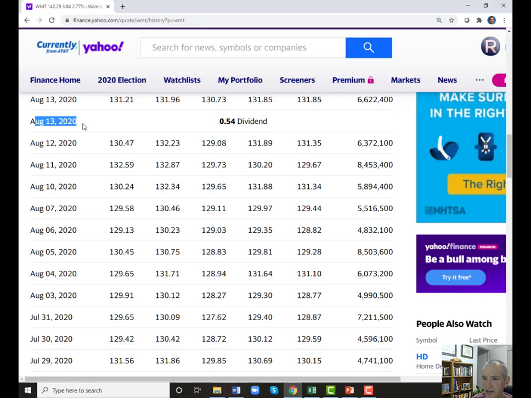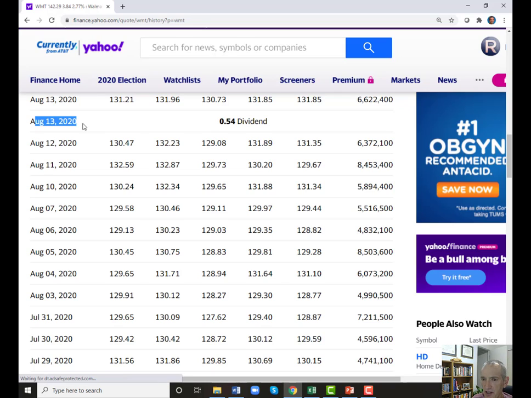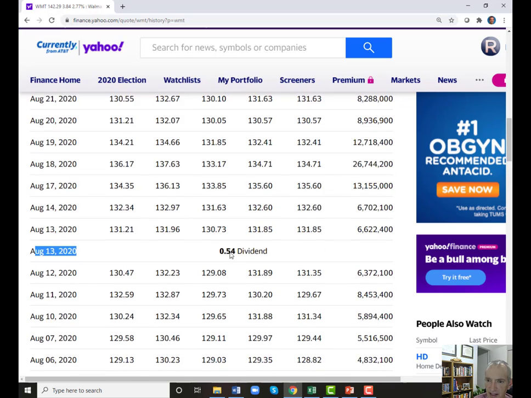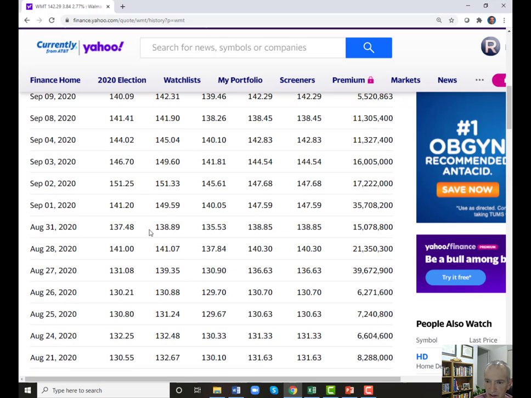They may not pay it until September. They may have declared it in July, but we don't care about that. All we care about is what is the ex-date. The ex-date is August 13th. So we need that income, that accrued income. And on August 31st, again, their stock price did great, up almost another $10, 138.85.